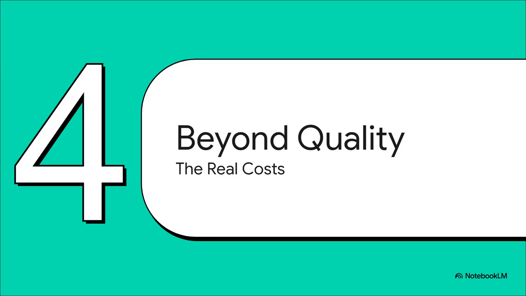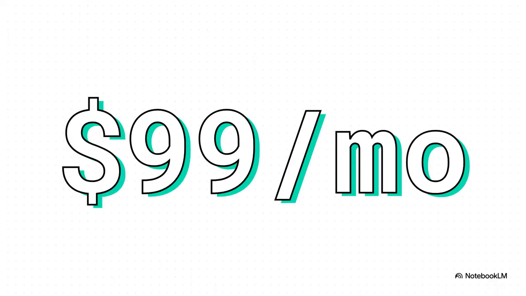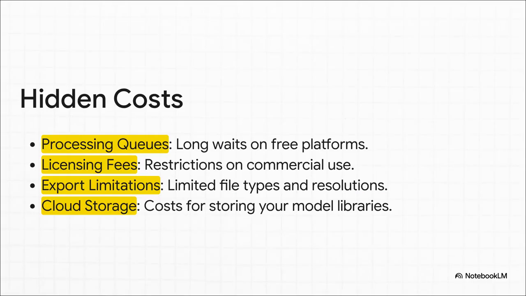But you can't just stop at the quality of the model. The true cost of using these services, well, it goes way beyond that monthly subscription fee. I mean, some of these pro-level platforms can go for as much as $99 a month. And sure, they have incredible power, but that price is just the tip of the iceberg. There's a whole ecosystem of other costs you have to know about. Think about it. Free services often make you wait in long processing queues. Paid services might let you cut the line, but what about the fine print on commercial licensing or limits on which file formats you can export? These hidden costs can sneak up and totally mess with your workflow and your budget.